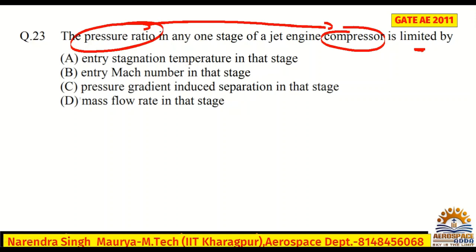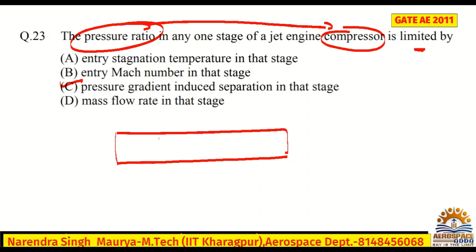Why? The options they have given are entry stagnation temperature in that stage, entry Mach number in that stage, pressure gradient induced separation in that stage. So option C is correct. Why? Because it's simple. Just think in this way. Try to understand.